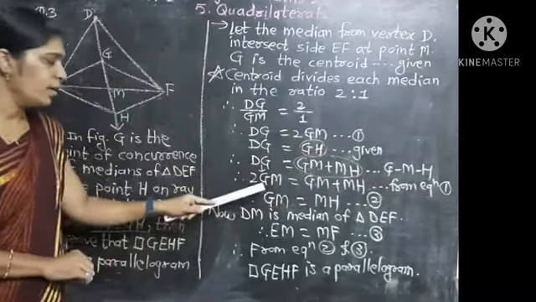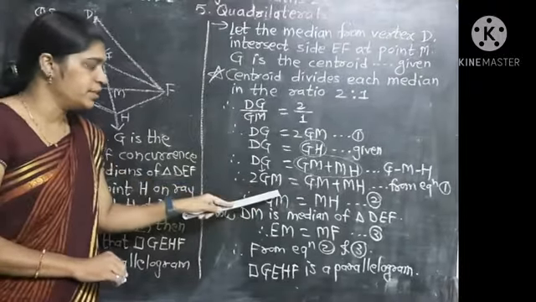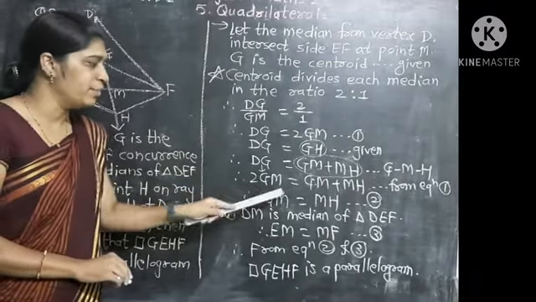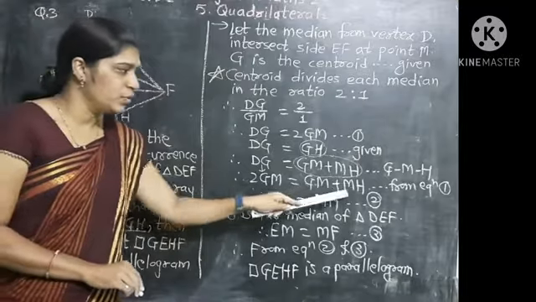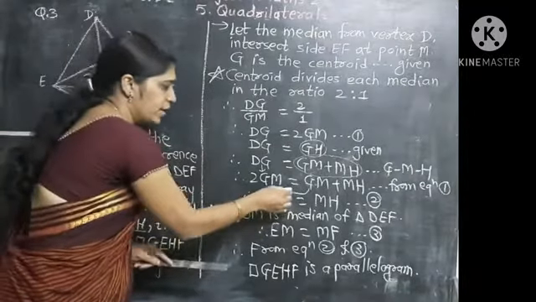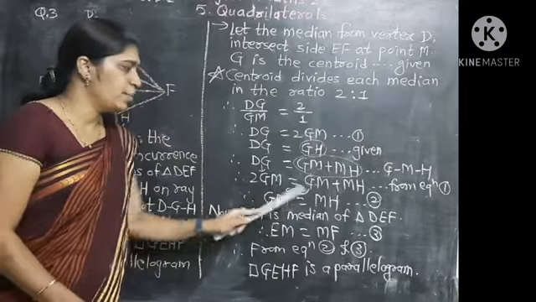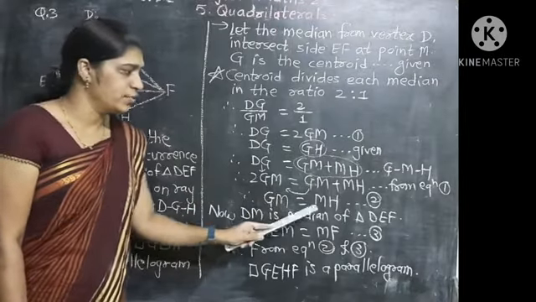Okay. Now take this GM to this side. 2GM minus GM becomes 1GM is equal to MH. 2GM minus GM means 1GM is equal to MH.